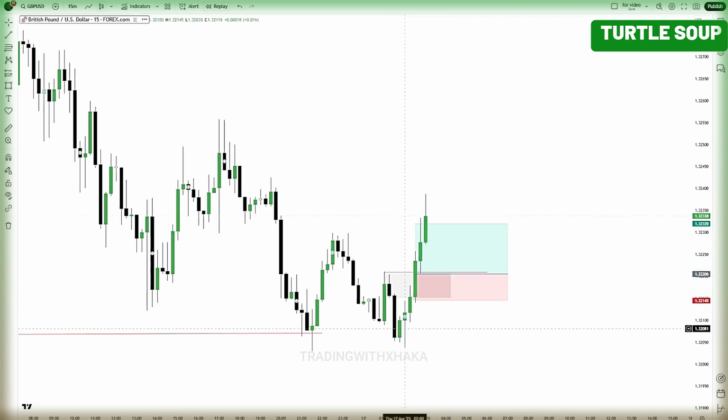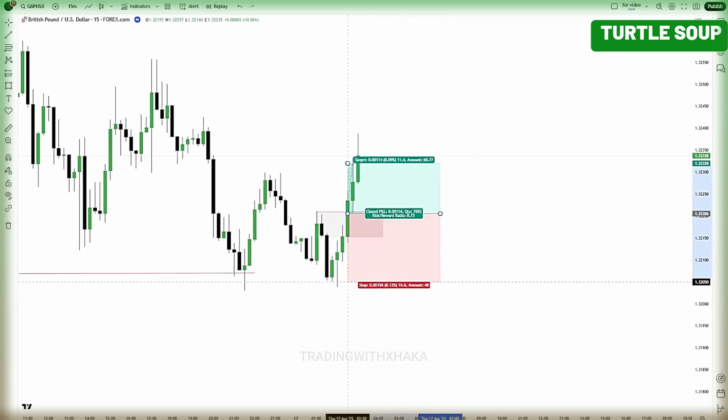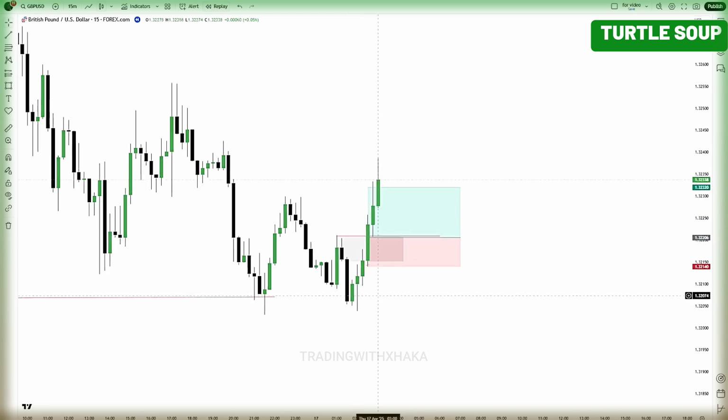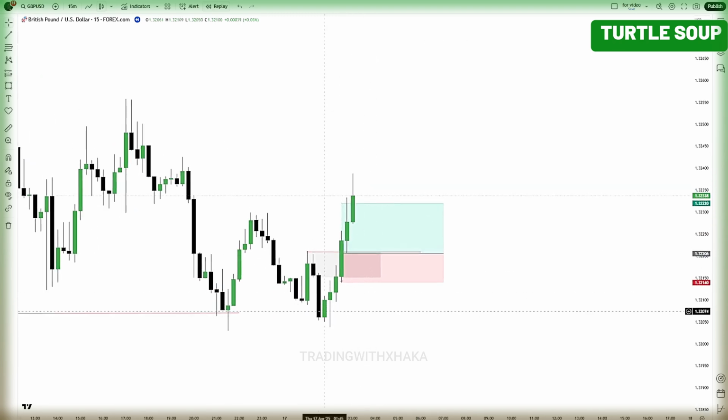If you want to be conservative, you set your stop loss below here. But if you're somebody who likes a tight stop loss, you can put your stop loss below this. The reason and what gives you confidence to do that? There's no liquidity sitting here that price may seek to take.